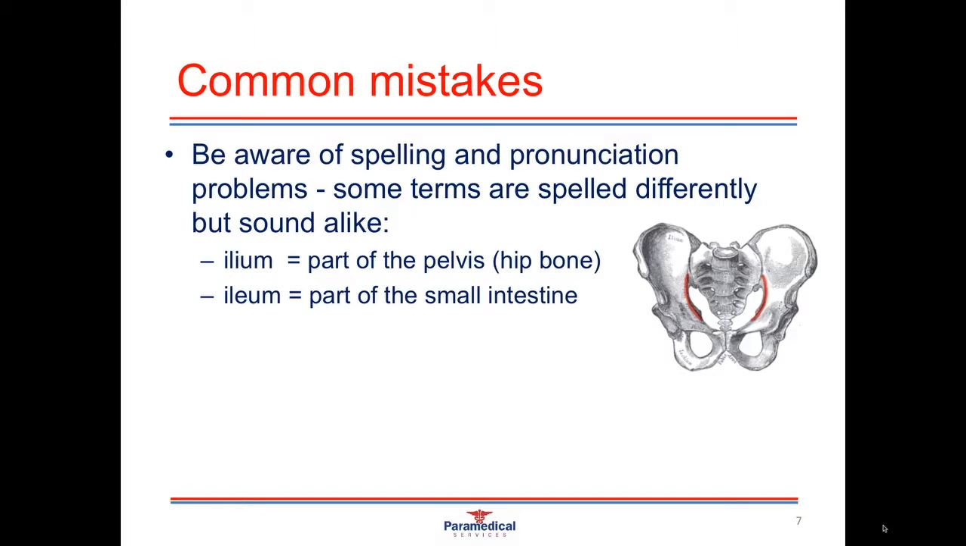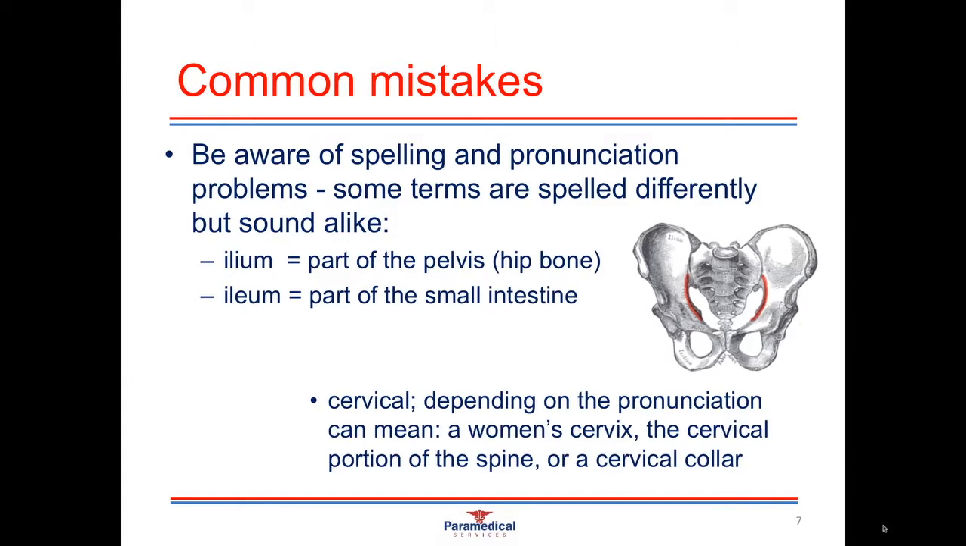Then there are other words that are spelt the same, but the pronunciation is different, and that's what differentiates which part of the body that you're talking about. An example of this is the word cervical, or otherwise pronounced cervical. So depending on the pronunciation, this could just mean that it's pertaining to a woman's cervix, or cervical is talking about the portion of the spine and the neck, and also the term cervical collar. That's the collar that goes on that upper portion of the neck over there. So just be careful about how you pronounce those words.